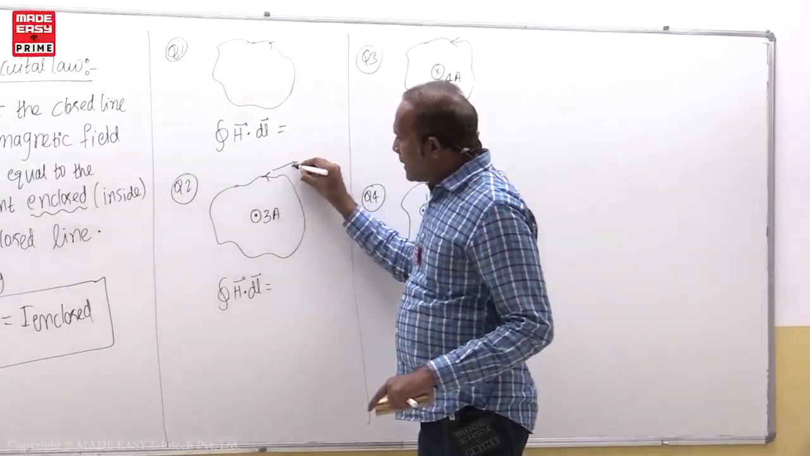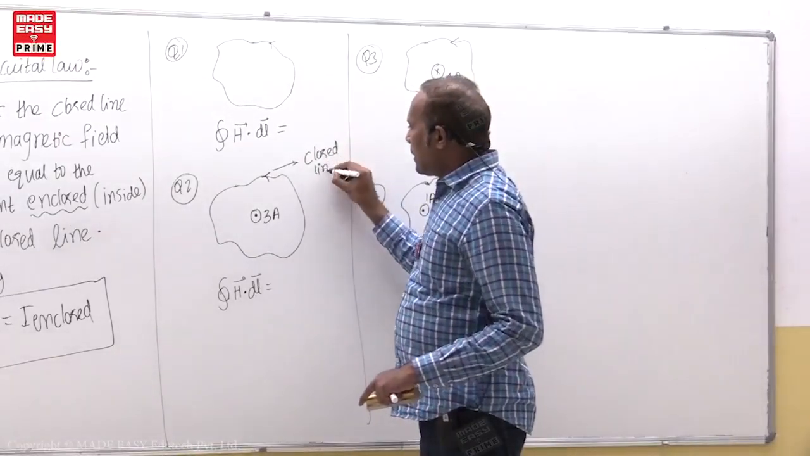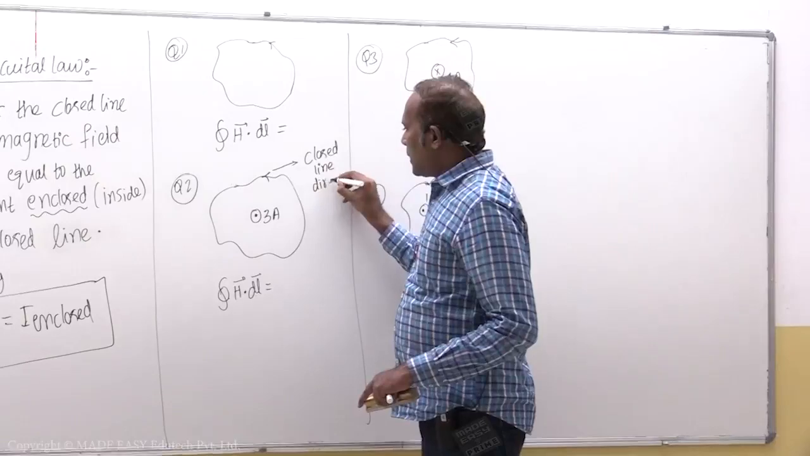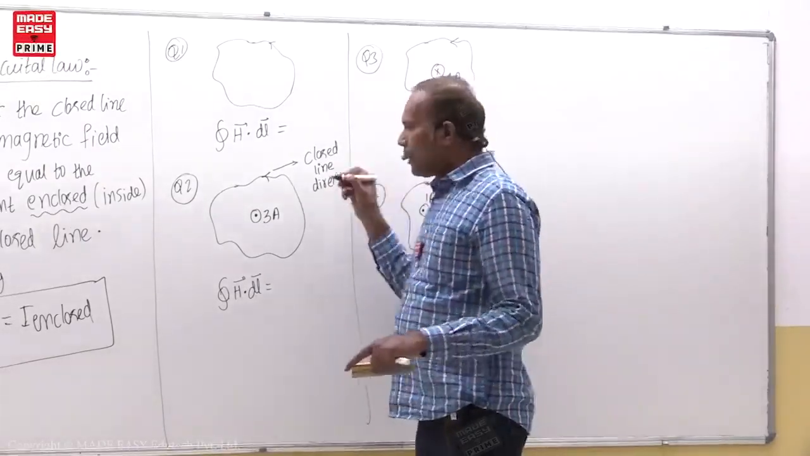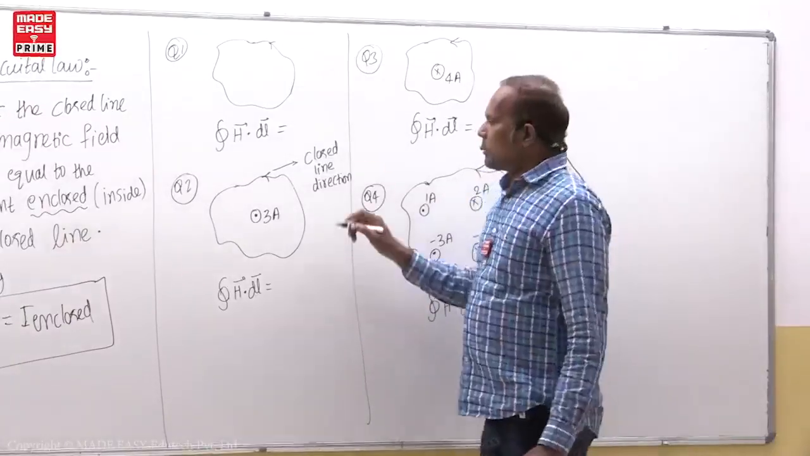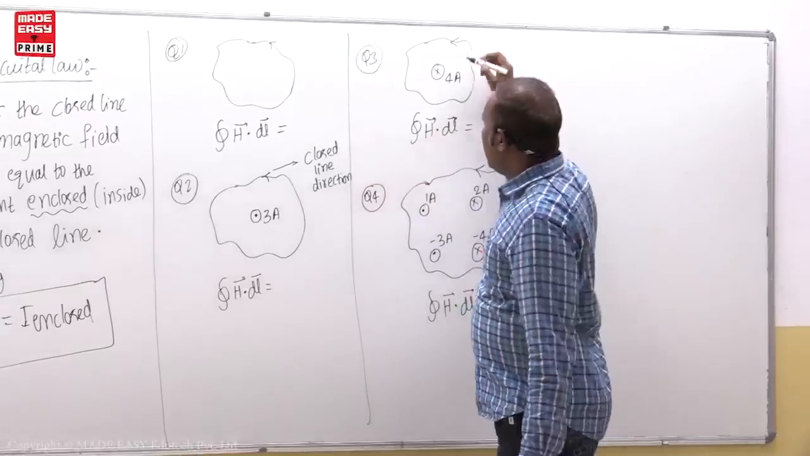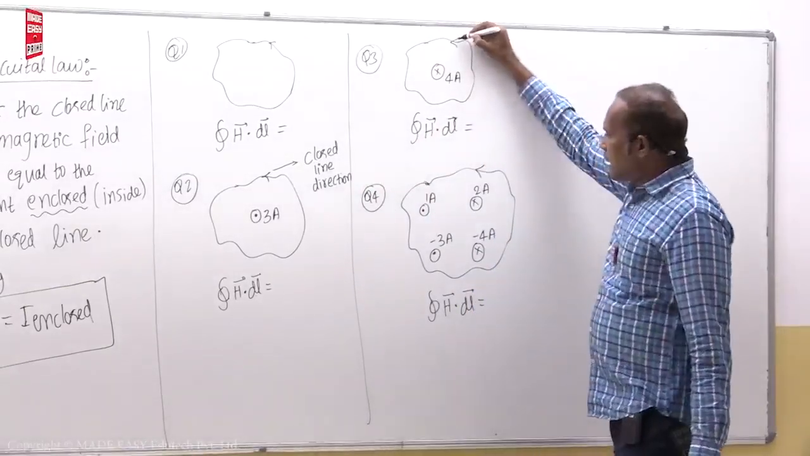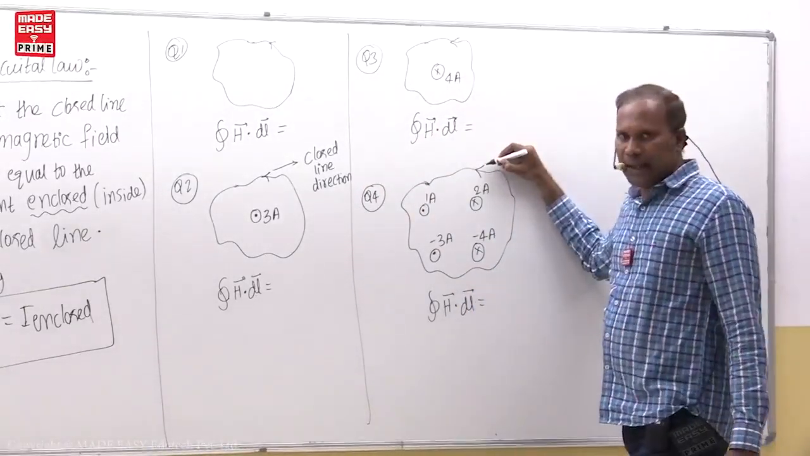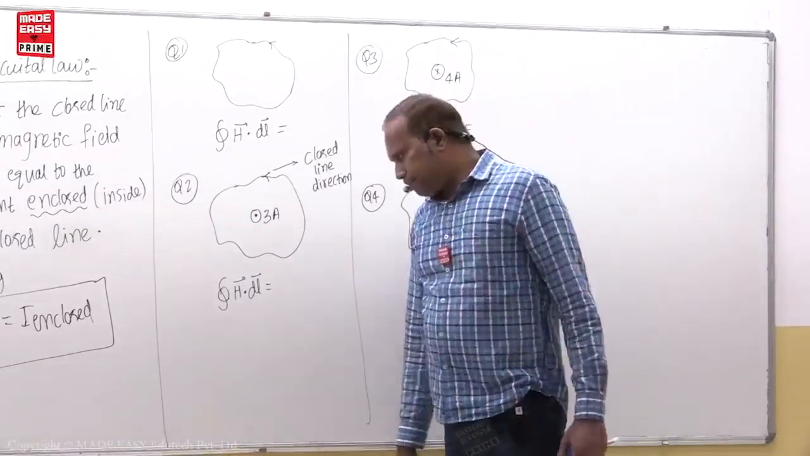This arrow mark is the closed line direction. They don't give that; you have to understand. One time if you know, then no need to bother. So here this arrow mark is the closed line calculation direction. That is one thing over.